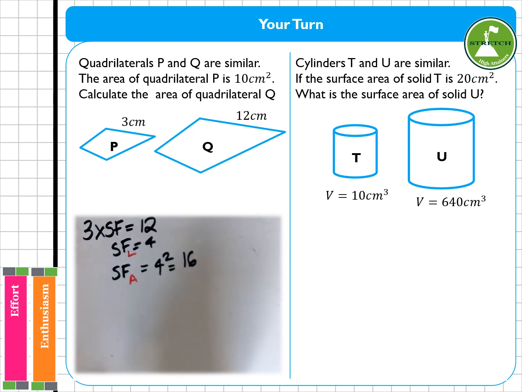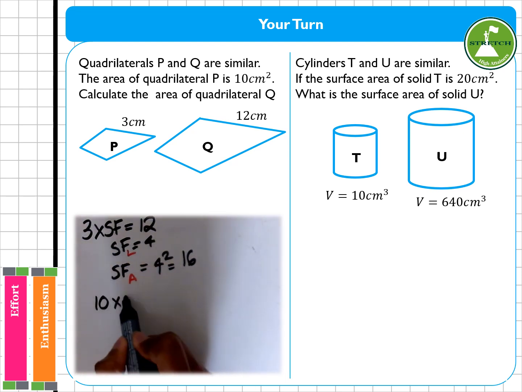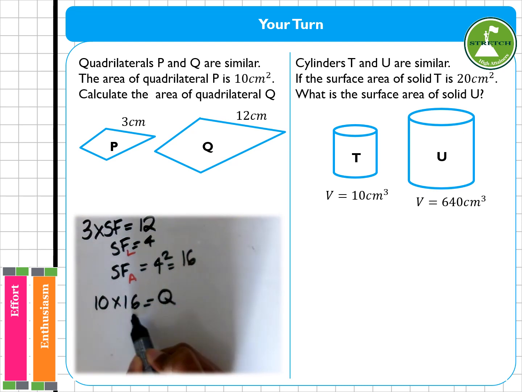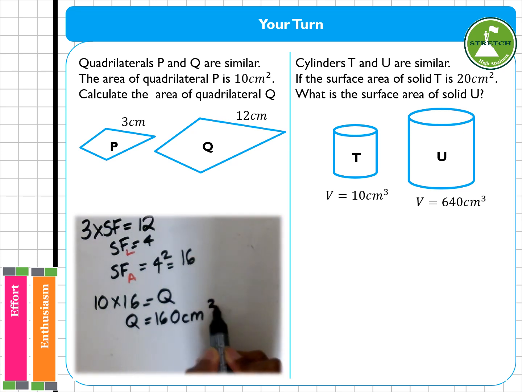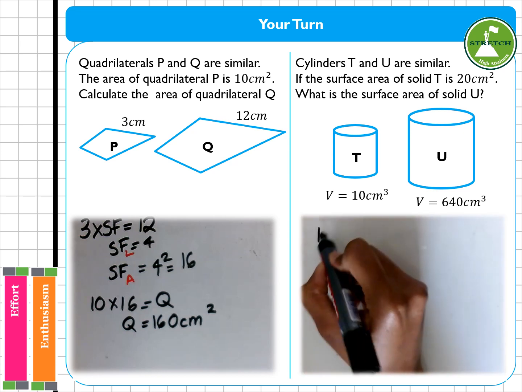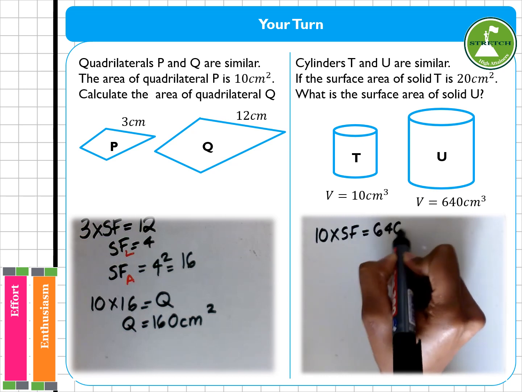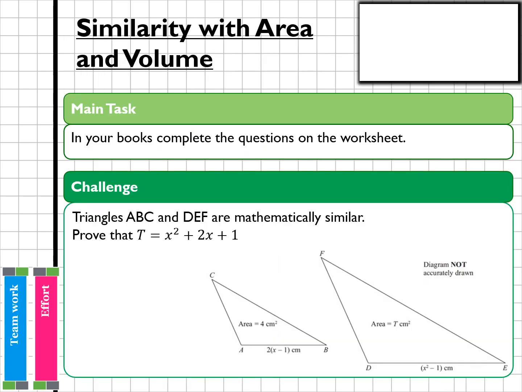I'm told that the area of P is 10, which therefore means that 10 times 16 has to give me my area for Q, which means that my area for Q is 160 centimeters squared. Now for the second example. This time I know that 10 times my scale factor needs to give me 640. My scale factor this time is for volume, so I'm going to put myself a V here to remind myself.